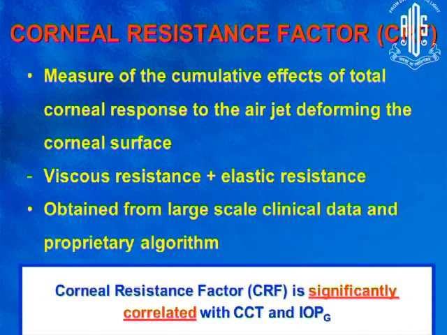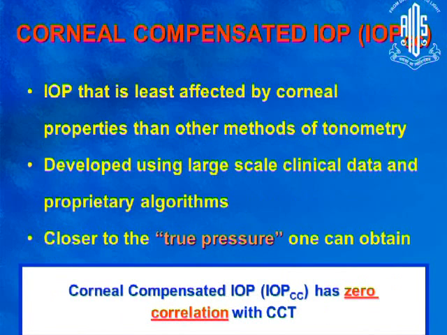The corneal resistance factor is a measure of the cumulative effect of total corneal response to the air jet deforming the corneal surface. It is obtained from large-scale clinical data and a proprietary algorithm. Corneal resistance factor is significantly correlated with central corneal thickness and the Goldmann correlated intraocular pressure. The corneal compensated intraocular pressure is least affected by corneal properties. This has again been developed using large-scale clinical data, and it is closer to the true pressure one can obtain.